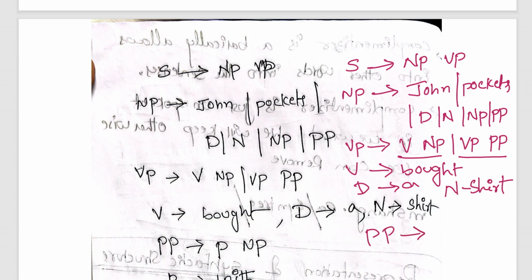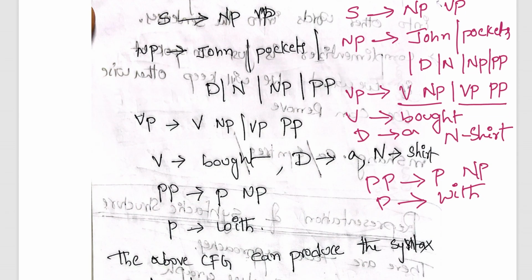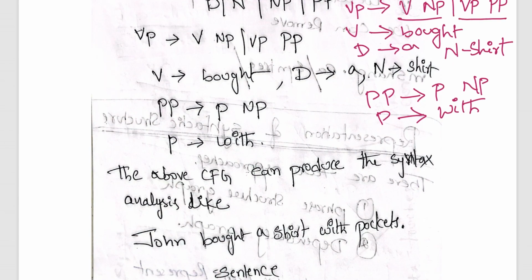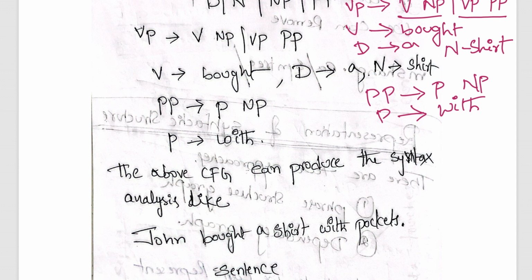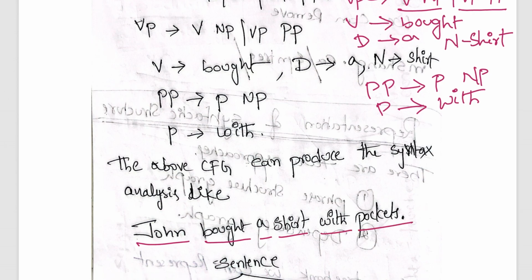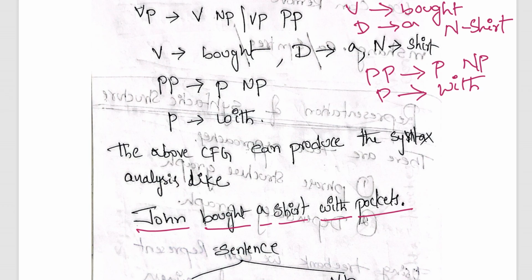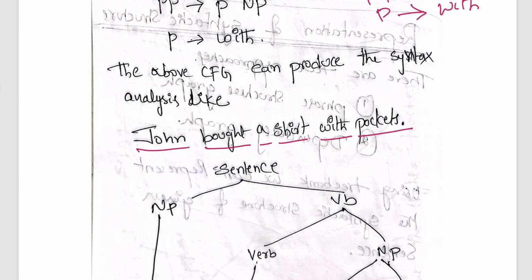The preposition phrase is nothing but a preposition and NP. Again we need to write a grammar for the preposition, that is with. Now all the phrases in the given grammar are completed. Now let me construct a parse tree using this grammar. This grammar can produce the syntax analysis of the sentence John bought a shirt with pockets. So this is the sentence, and using the grammar constructed above, we will construct the parse tree.